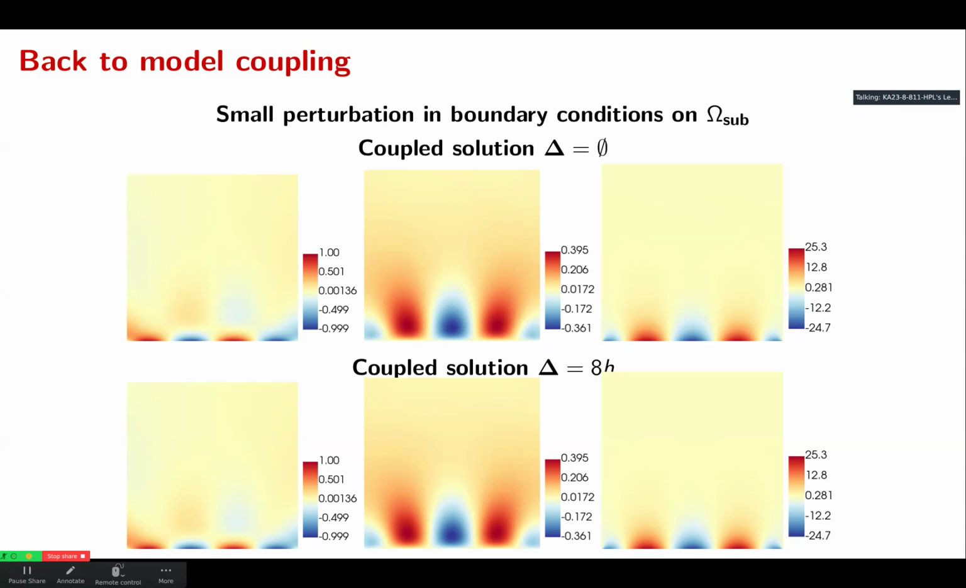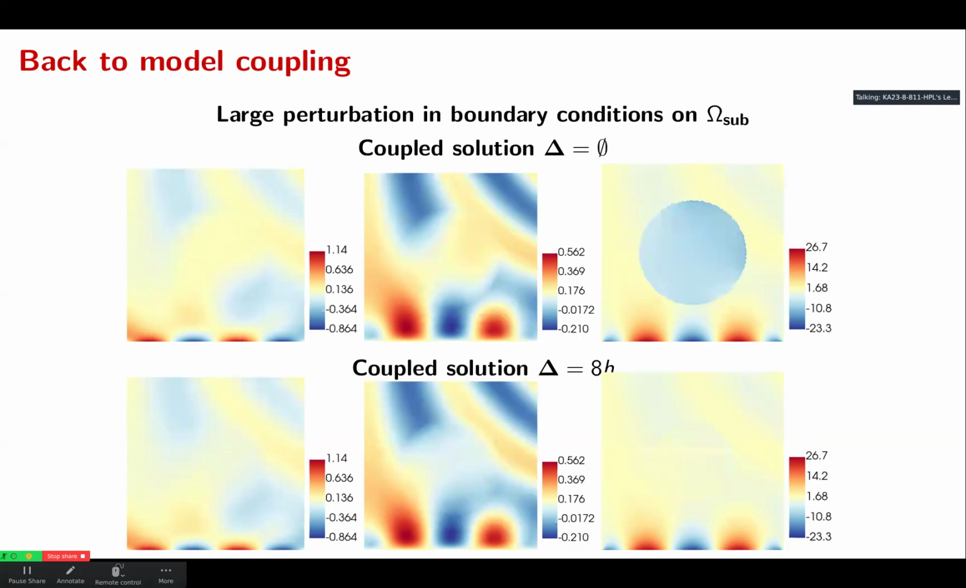Then we couple the solution again, but we take the diameter of delta to be 8 layers around the boundary. And we still see that everything is fine. But then we perturb a little bit more. Now we have a large perturbation of the boundary conditions on the sub-problem here. And then we look at the pressure enforced directly on the boundary, and enforced in 8 layers around the boundary.